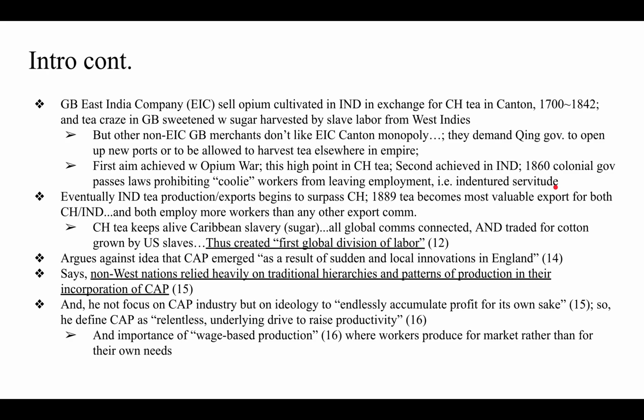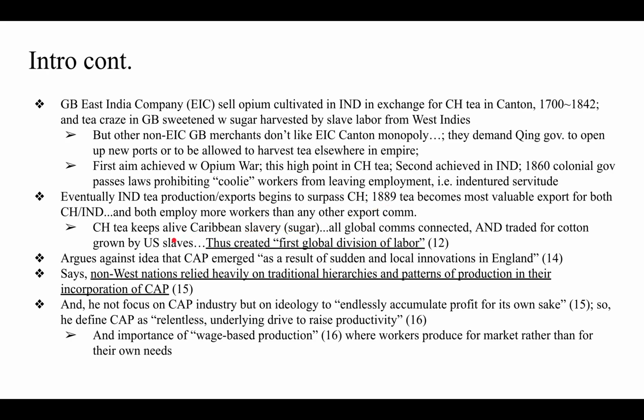So the East India Company, anyway, loses its monopoly over the tea trade in Canton through the Opium War, and then British tea planters are allowed to expand the tea trade in India as well. And then eventually, Indian tea production and exports begin to surpass those of China. In 1889, tea becomes the most valuable export for both China and India. So it's a key commodity for both of their emerging capitalist economies.